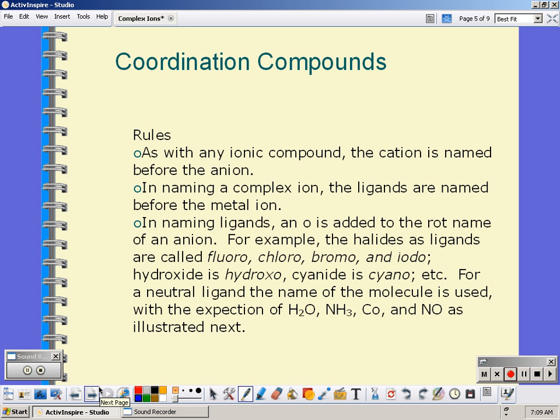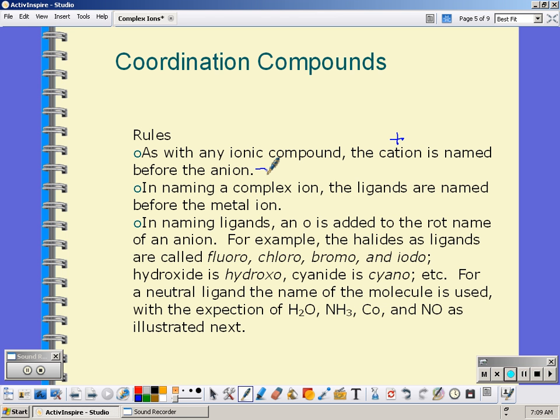Alright, so the rules for naming complex ions. As with any ionic compound, you always name the cation first before the anion. Remember, the cation is the positive thing, the anion is the negative thing. So you always start that way. If there's not a charge shown, you name the positive thing first, then the negative thing.